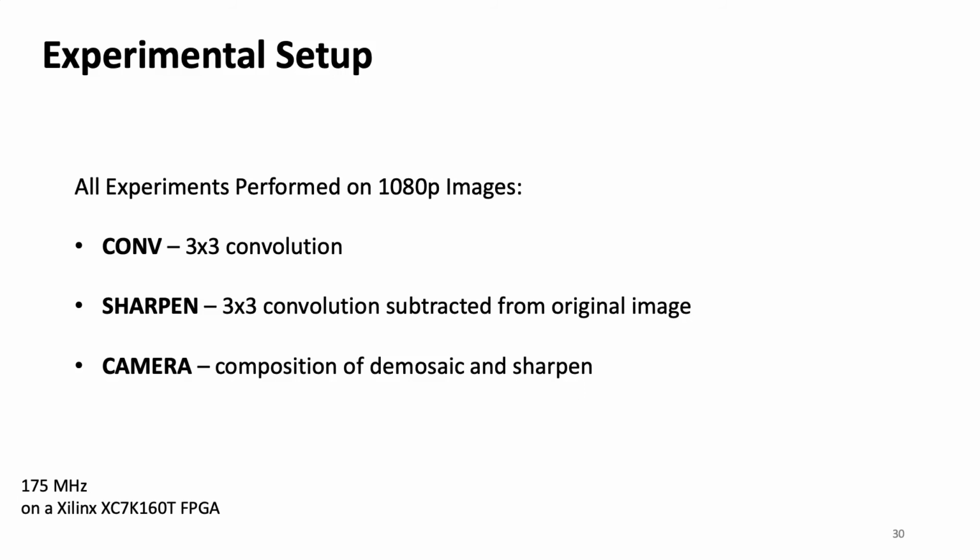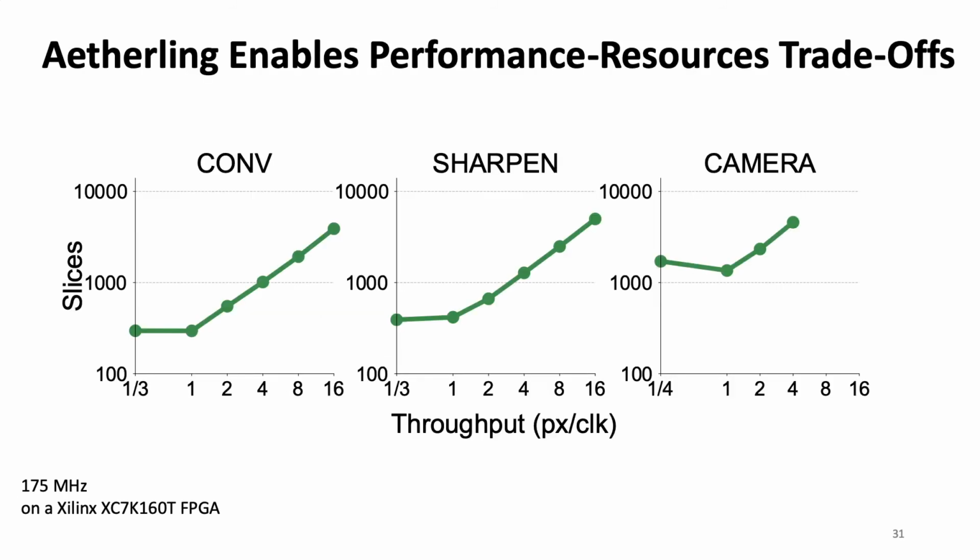Let's look at how well Aetherling does in practice. We evaluated Aetherling using a suite of benchmarks from the image processing domain. These range from 2D convolutions to a simple raw camera pipeline. We evaluated our designs on HD images and compiled them to a Xilinx FPGA. Remember, one of Aetherling's goals is to explore a large space of performance resource trade-offs for a single sequence language program. For our three apps, we compiled a single sequence language program to a range of statically scheduled accelerators with throughputs between 1/4 and 16 pixels per clock. The only exception is camera, as it wouldn't fit on the target FPGA at higher throughputs.